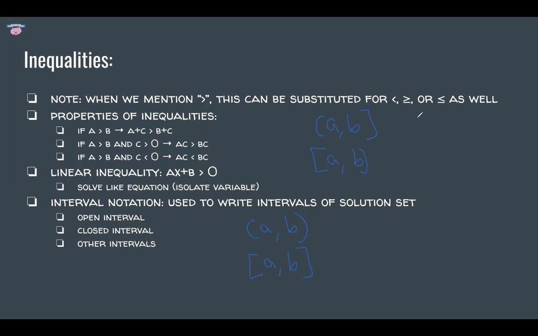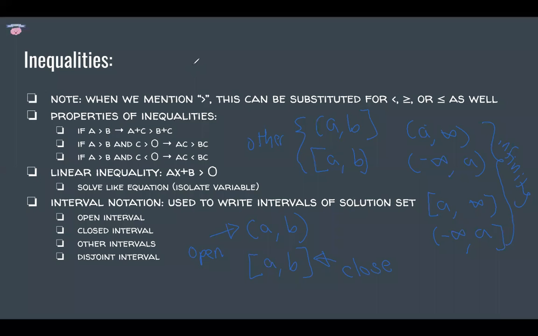Or you can have it from infinity. So from A to infinity, from negative infinity to A, from A to infinity, half strict, or from negative infinity to A, half strict. And this is open. This is closed. These are other. And I didn't really write this down, but these have to do with infinity, and it's pretty common to see these.